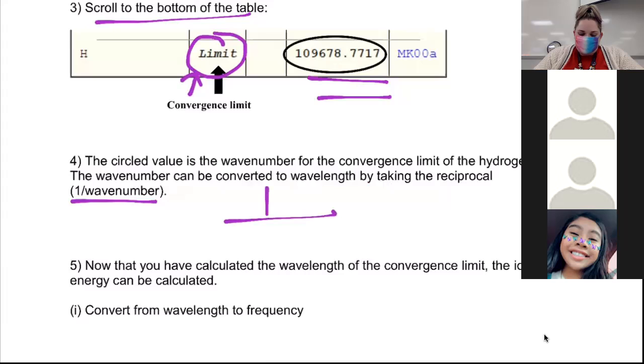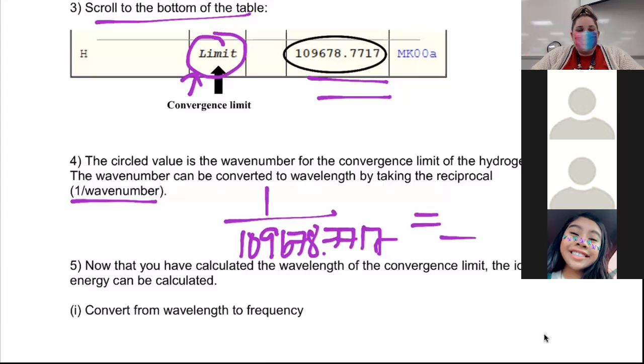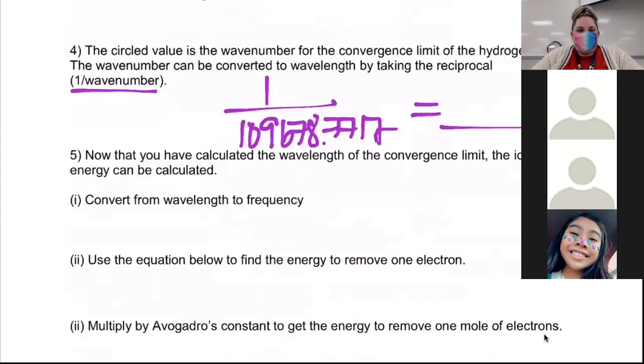So 109,678.7717. Do the inverse, do 1 over that number, or the reciprocal, I should say. That will give you the wavelength. Now, this wavelength comes out, I believe, in meters. It doesn't come out in nanometers. So on this one, there's no need to convert from nanometers to meters, because they didn't give us nanometers in the problem. We looked this up on a table and used the wave number to convert, and it's already in meters.